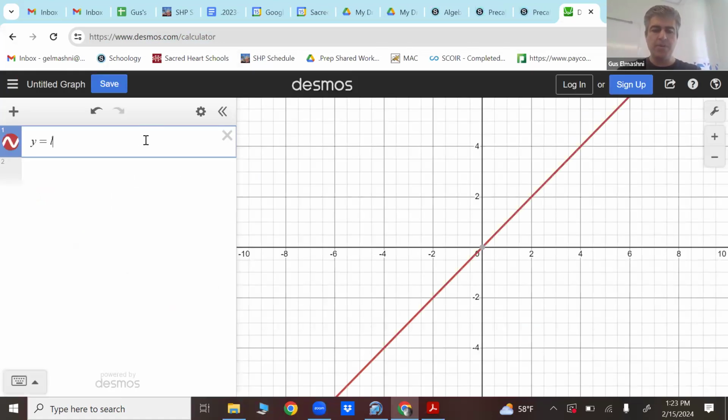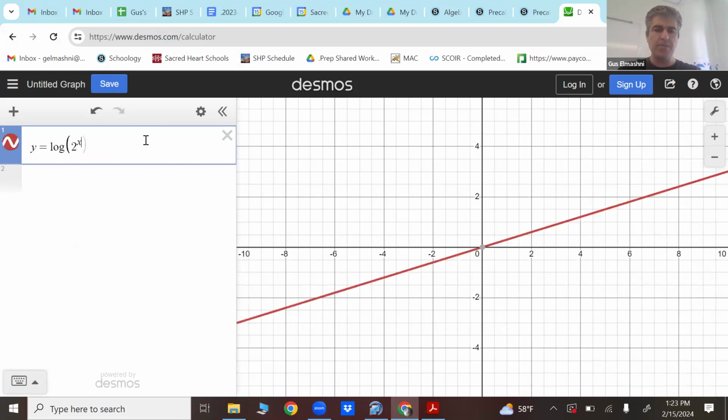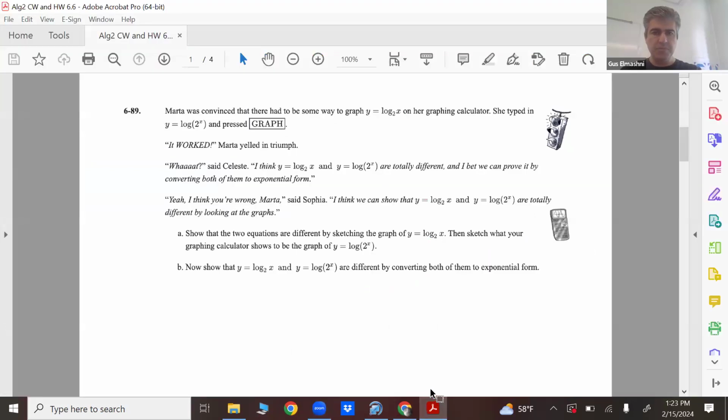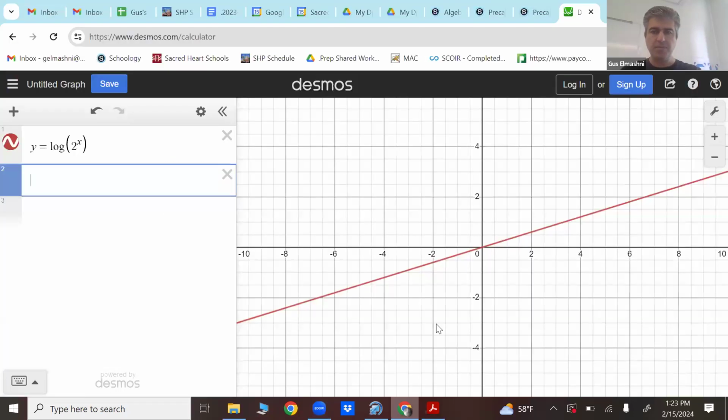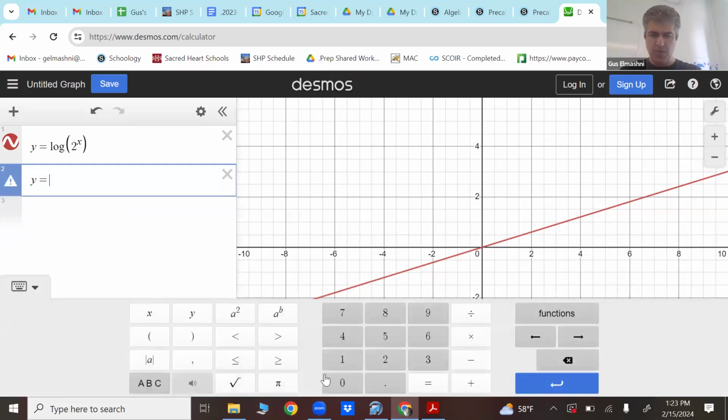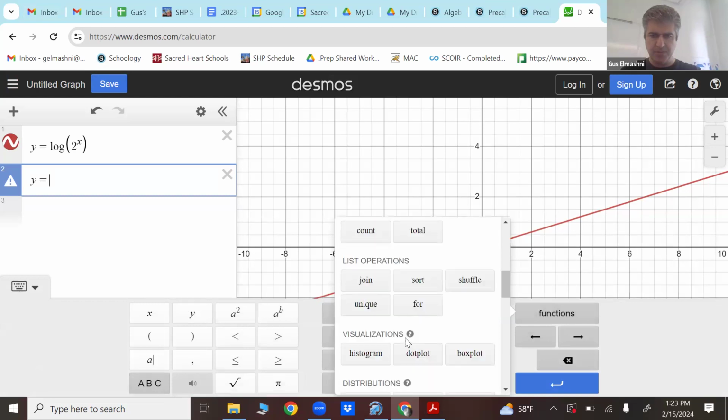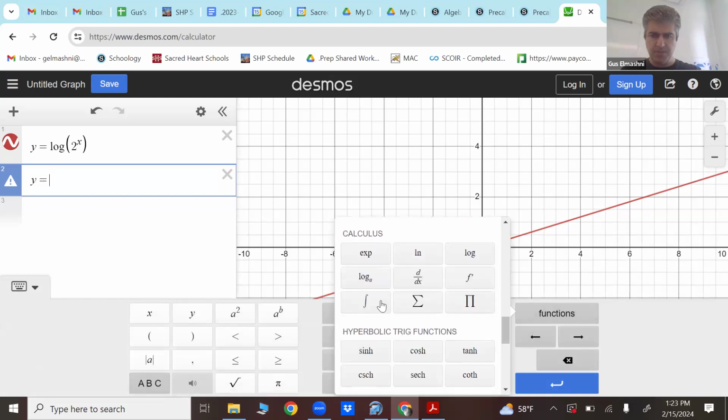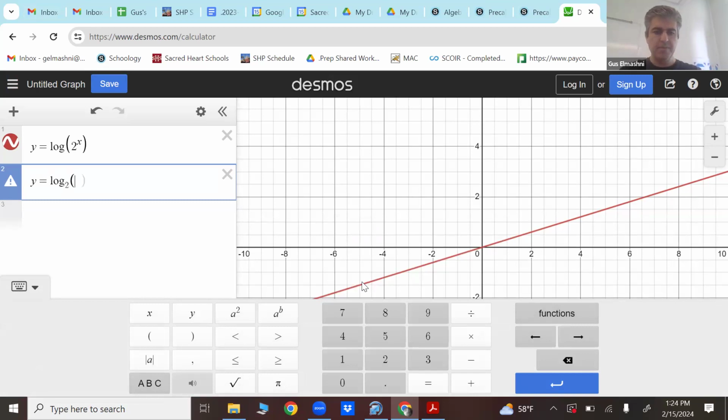So y equals log 2 raised to the x power. That's interesting. Or log base 2 of x. And that I don't know how to, I have to go to the keyboard. I don't know the shortcut for that one. Functions. There we go. Yeah, totally different functions, right? One looks like a line, one is actual log. Yeah, good.